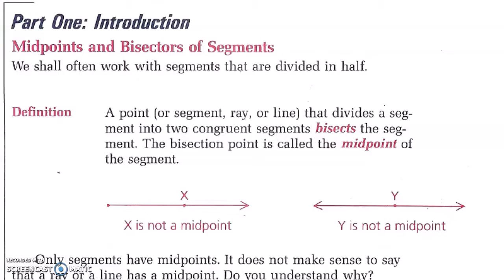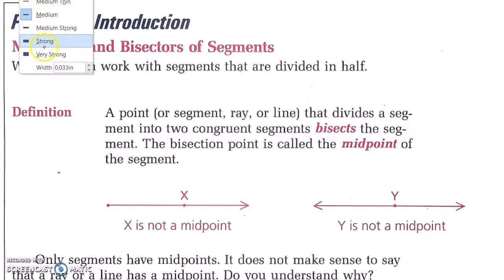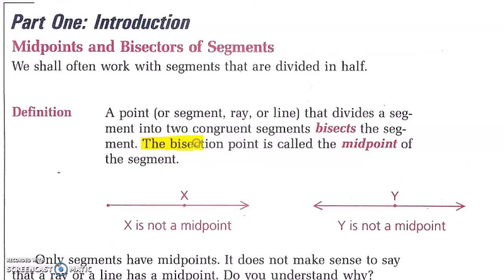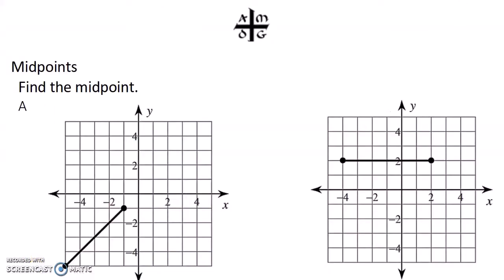Back in Chapter 1, Section 5, we learned that a bisection point is called the midpoint of a segment. And it would have to be of a segment because a ray has infinite length and a line has infinite length. Only segments have midpoints. So in Section 4.1, we are asked to calculate a midpoint.